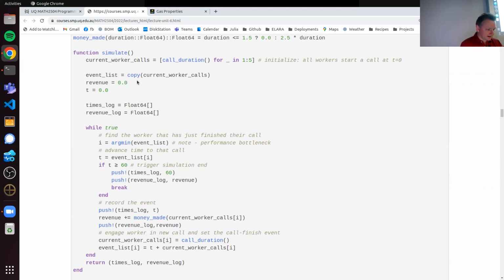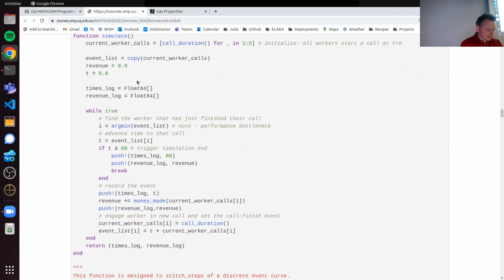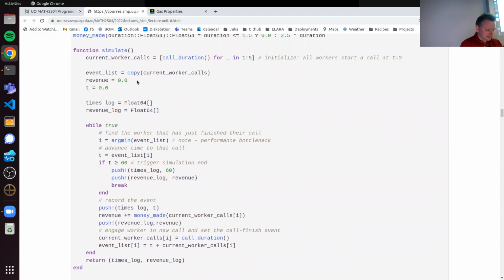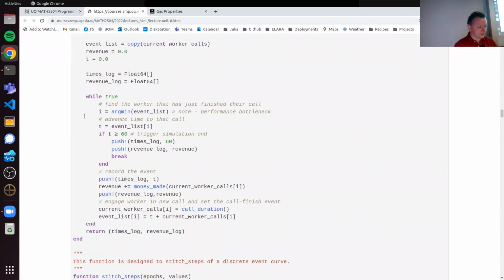Why is there a copy there? Not sure why that copy's there. Anyway, and then we're going to do this loop.